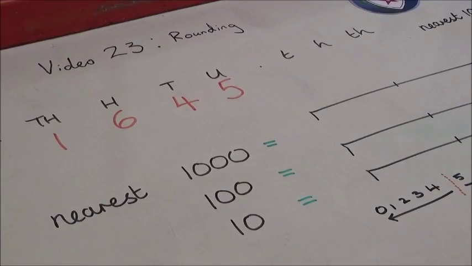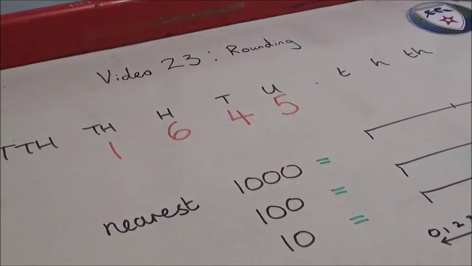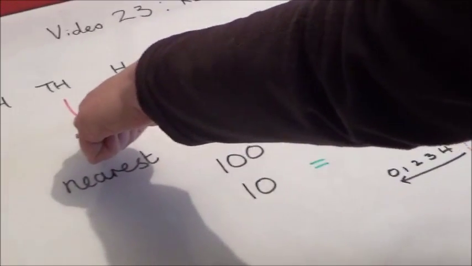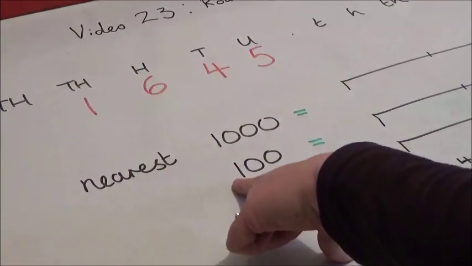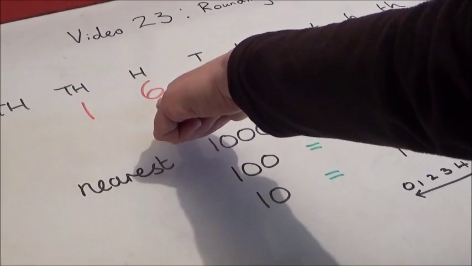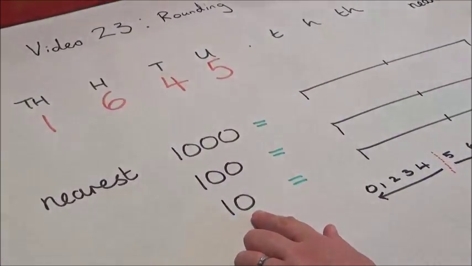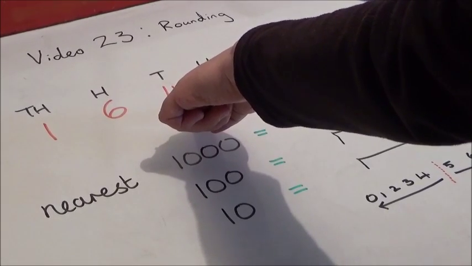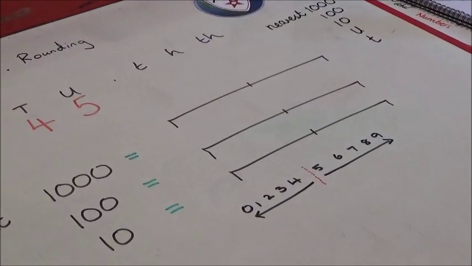So have a look at this example. We've got the number 1,645. We want you to have a go at rounding to the nearest thousand. So we're looking at this place value here and saying, are we closest to 1,000 or 2,000? For the nearest hundred, we're looking at this number here. Are we going to be closest to 600 or 700? And the nearest 10, are we closest to 40 or 50? So pause the tape, have a go, and we'll go through the answers together.